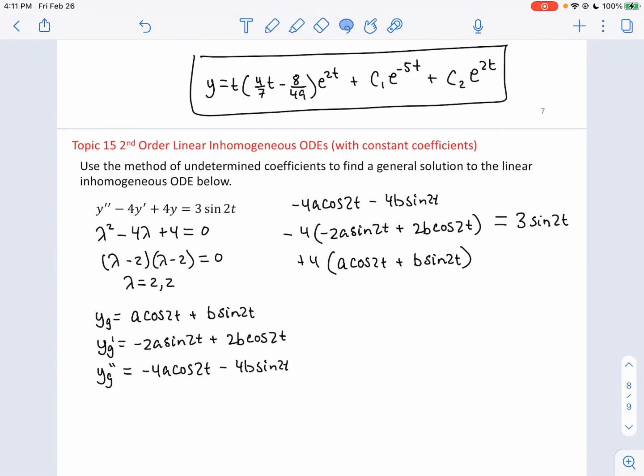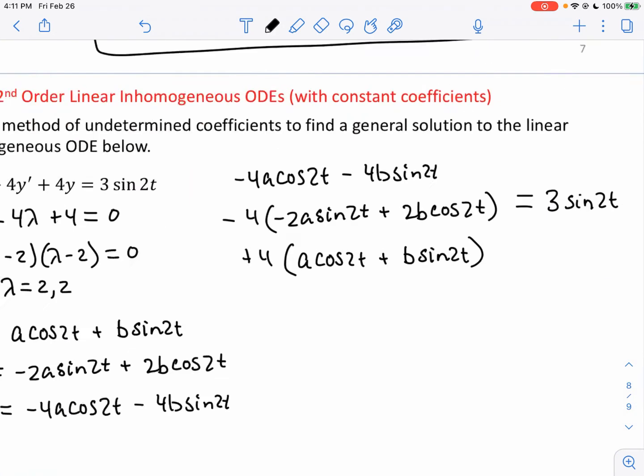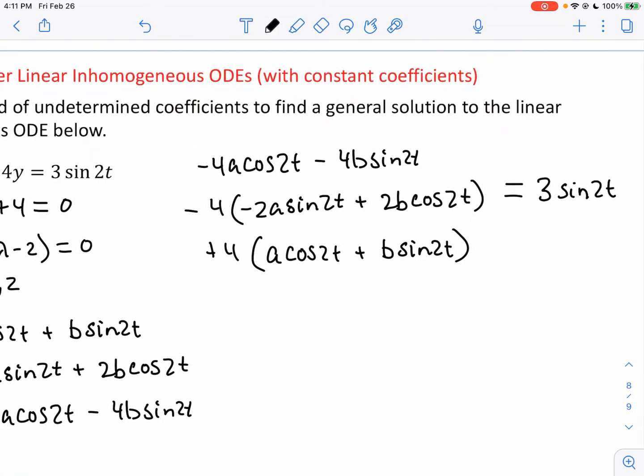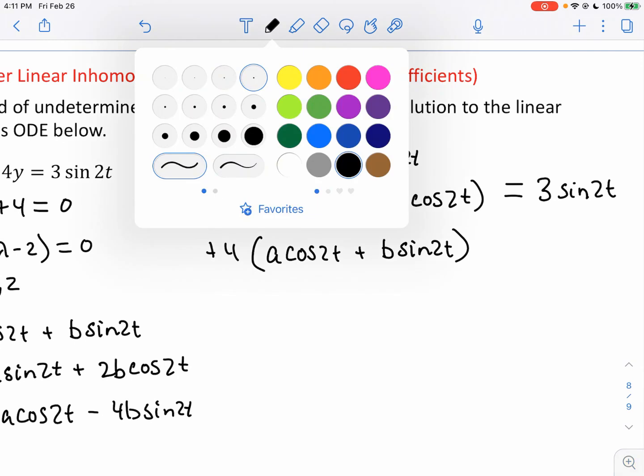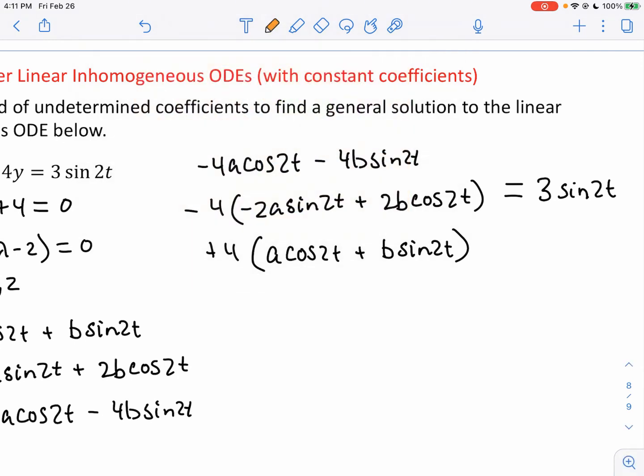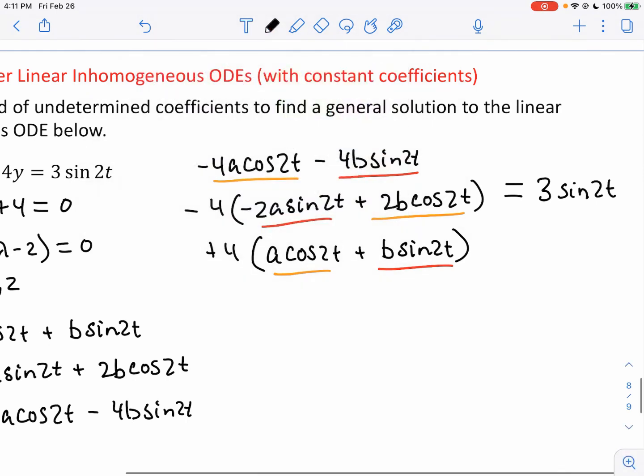So the best way with the sines and cosines in the mix is to gather all your sine terms together and all your cosine terms together, and then match coefficients of sine and cosine. So I'm going to do color coding again. I'm going to underline all my cosine terms and get them together, and then all the sine terms. So let's do cosine first. I'm going to factor out the cosine as well.